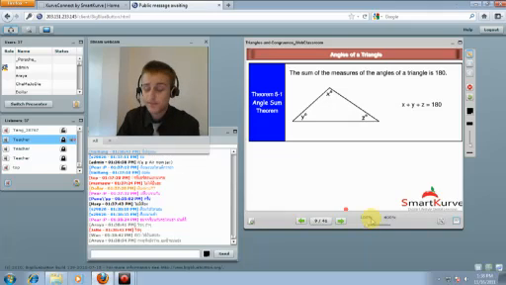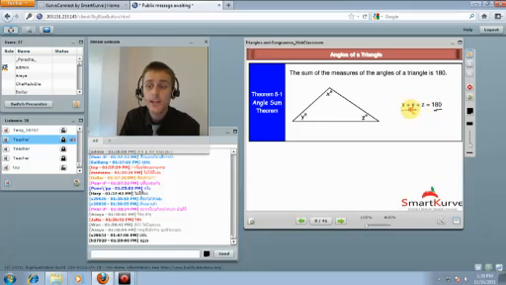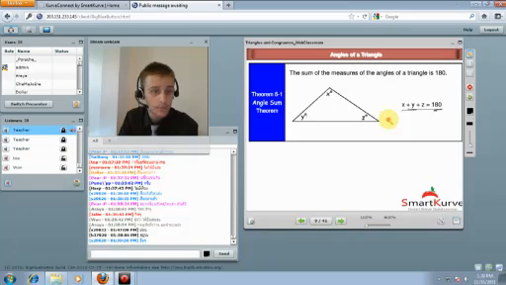If you conjectured that they all equaled 180 degrees, you were correct. In a triangle, all 3 angles added together equal 180 degrees. So x plus y plus z will always equal 180 degrees in a triangle. No matter if it's a right triangle, scalene, isosceles, acute, or obtuse, it will always equal 180 degrees in a triangle.